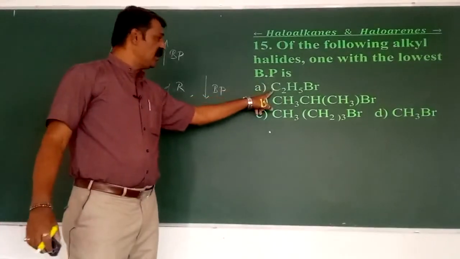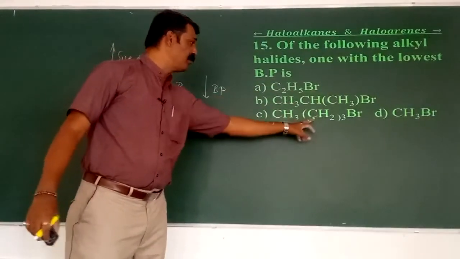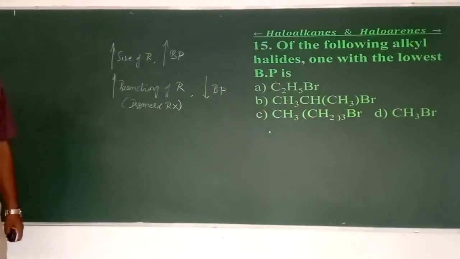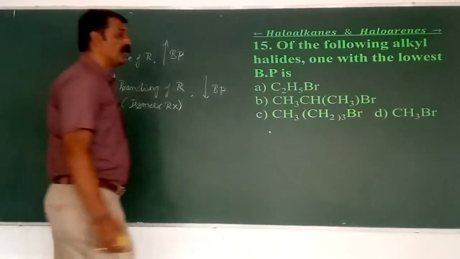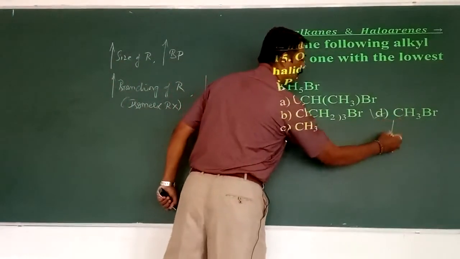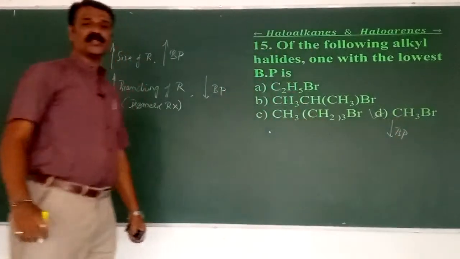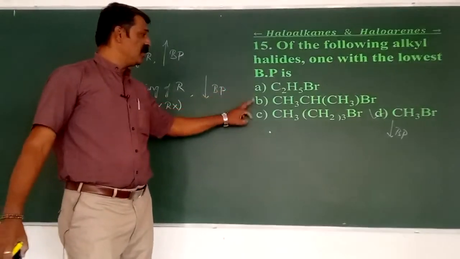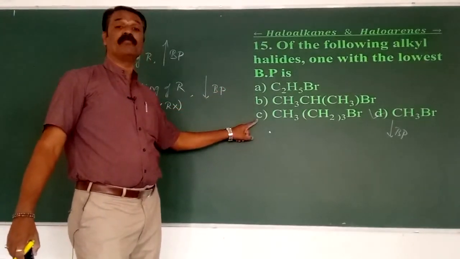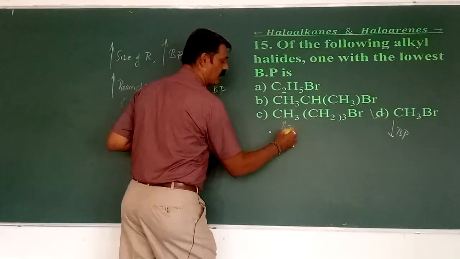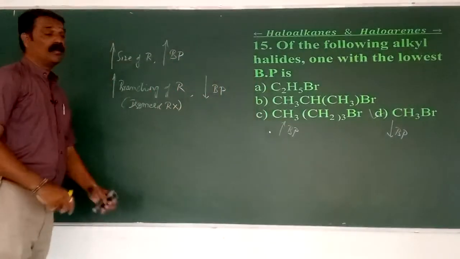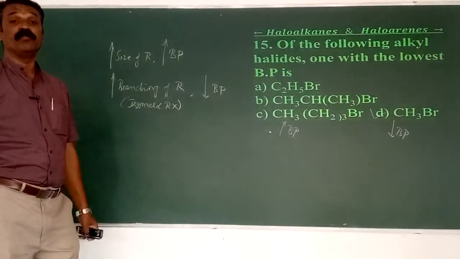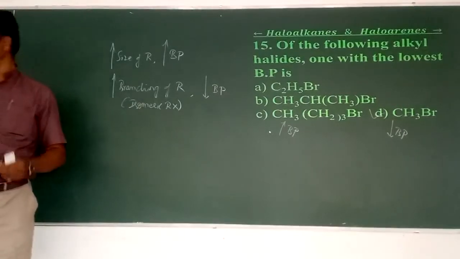So here he has asked for the lowest. Here it is ethyl, here it is propyl, here it is butyl, here it is methyl. Lowest means the smaller alkyl group. Which is the smaller alkyl group here? This is having the least BP. Then which is having the highest BP here? Ethyl, propyl, butyl, this one is having the highest BP. So the one with the lowest BP is just CH3Br, called methyl bromide. That is 15, option D.